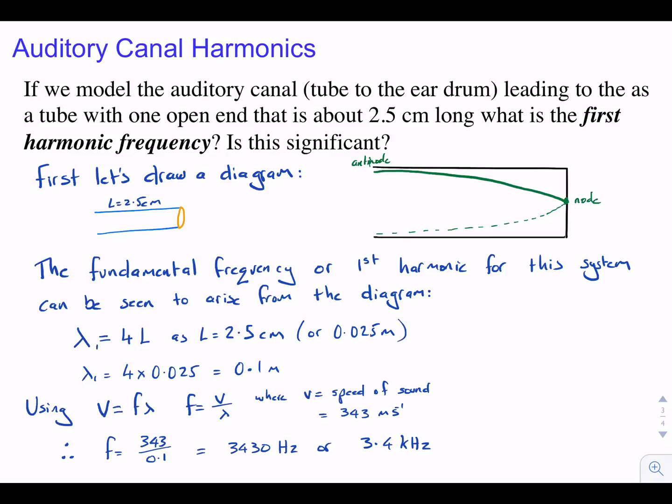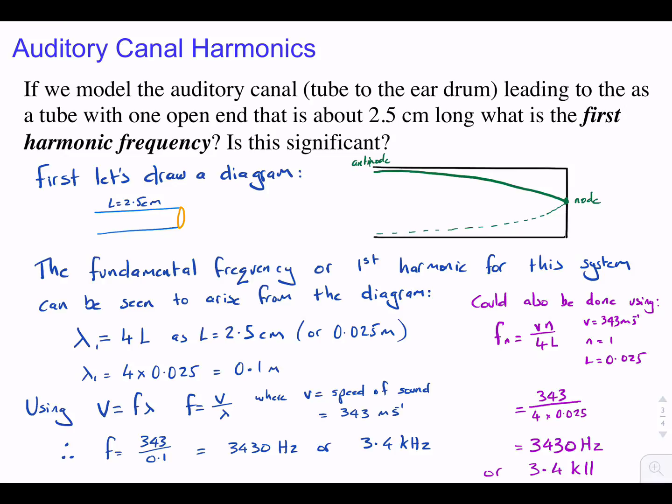What is the significance of this result? Well, you might remember when we were talking about loudness that the sensitivity peaked around 3 to 5 kilohertz. This is exactly why it peaked, because of this harmonic that's set up in the auditory canal. Interestingly, this is also very important for understanding human speech. Note that this can also be done using the equation f_n equals v_n on 4L. And if we calculate that out, you can see we get the same answer.